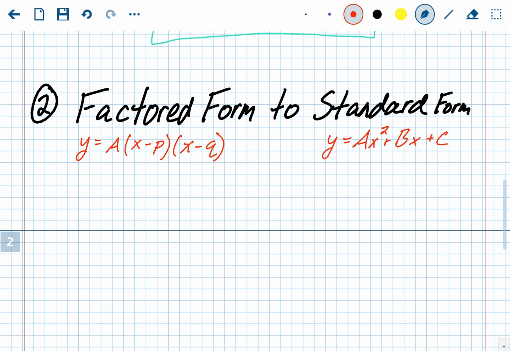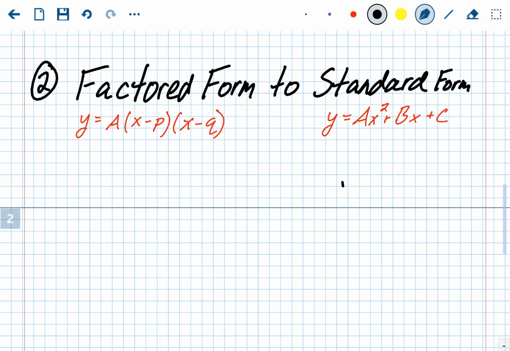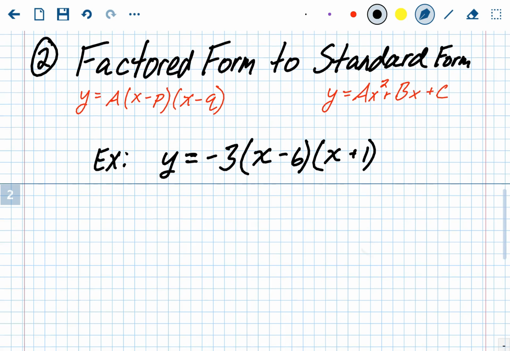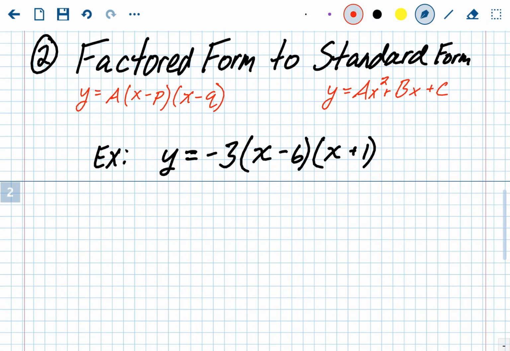All right, so let's get a factored form equation. Let's do y equals negative 3 times x minus 6 times x plus 1. Right away you should ask yourself, what are the x-intercepts here? The x-intercepts are going to be positive 6 and negative 1. We also know this parabola is going to open down because the a value is negative. That negative 3 should be in our final answer. This one's very similar to vertex to standard, because standard form is just the standard quadratic form, so you need to simplify everything you can.